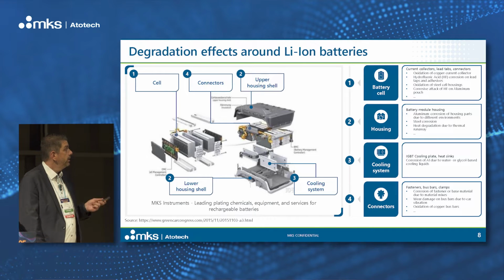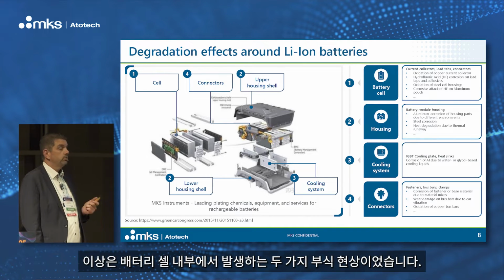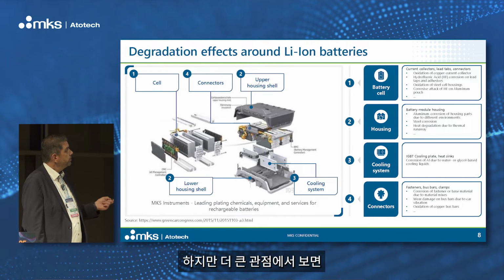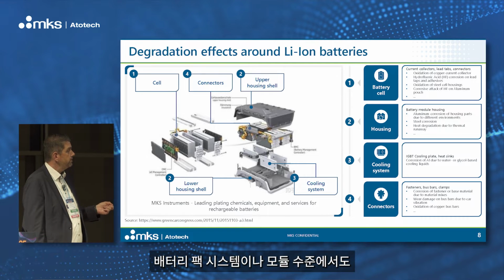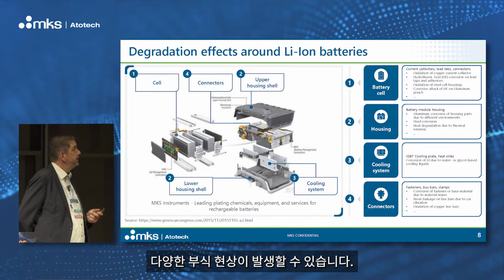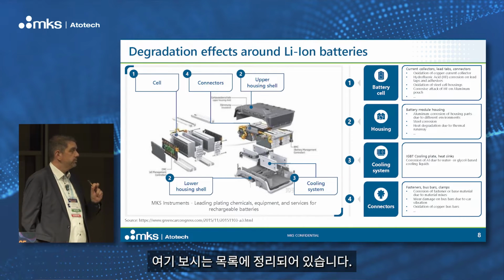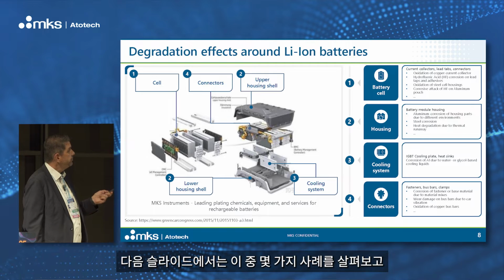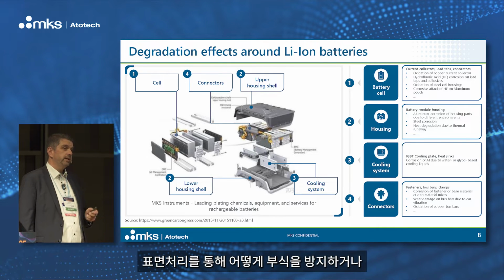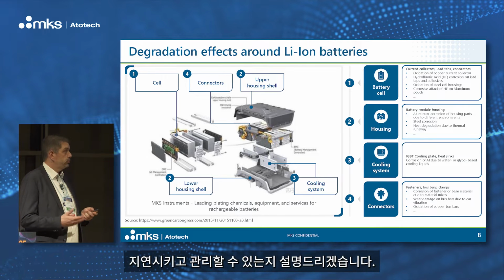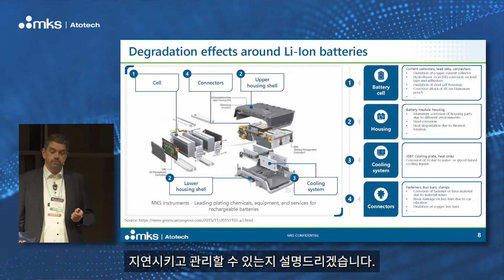These were the 2 corrosion effects in the battery cell itself. There are way more when we look at the bigger scheme of the battery pack systems or the modules. So you see a list over here of what can happen in these areas for some specific areas and specific applications. I will highlight a few of these on the next slides and what we can do with surface treatments to prevent or slow down or manage this kind of corrosion.